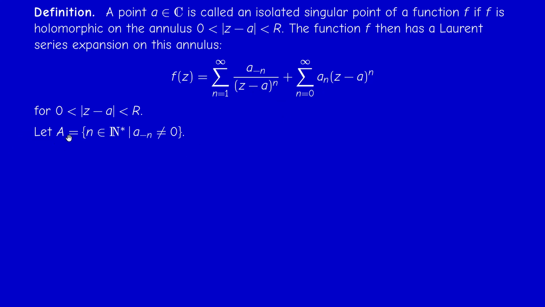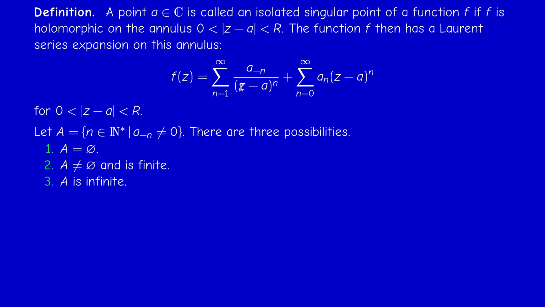Let A denote the set of integers n such that the coefficient a minus n is not 0. So it's the set of indices of the coefficients of the singular part. Three cases may happen. Either A is empty, so there's no singular part, there's only a regular part. Second possibility, A is not empty, but it's finite, so this series stops at a certain index. And third possibility, A is infinite, so infinitely many coefficients are not 0.